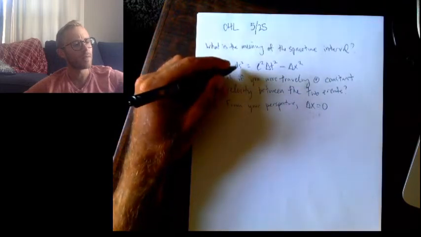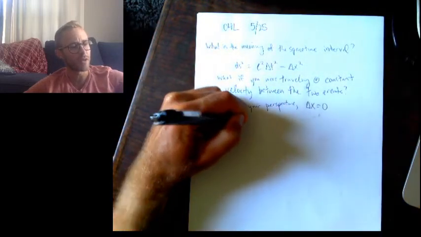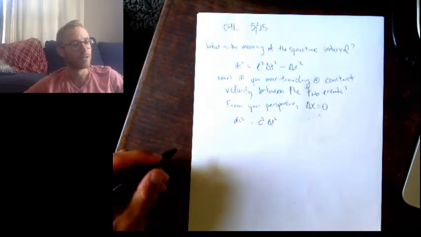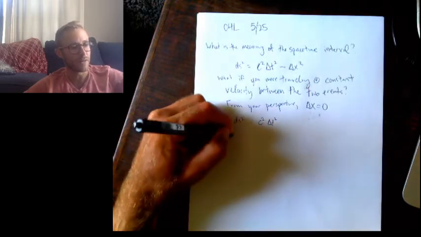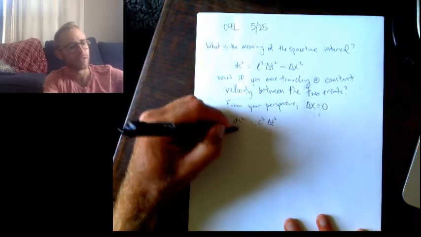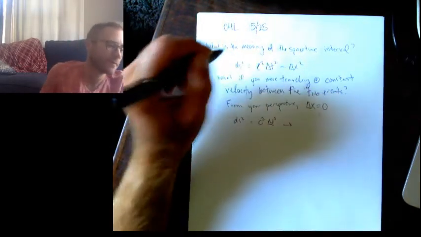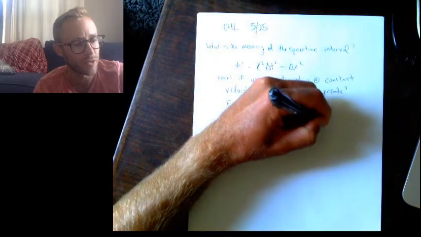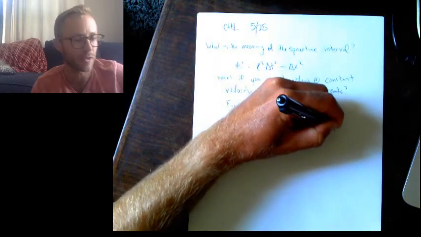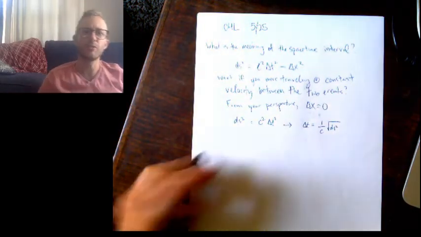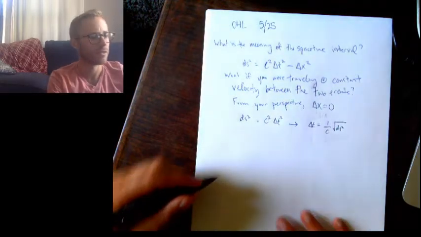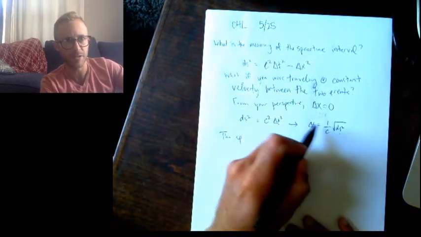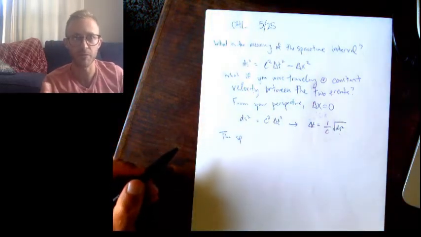So if we calculated the space-time interval, you have ds squared equals c squared delta t squared minus 0. So we can see that the time that elapses is 1 over c times the square root of ds squared. Basically what that means is that the space-time interval is related to the time that would elapse for you if you were traveling between the two events.